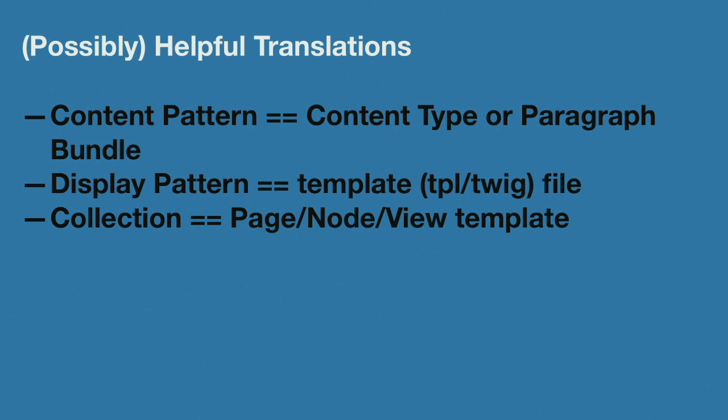A display pattern often is expressed as a TPL file or a TWIG file. And a collection is something bigger that might combine something outside of the node that you're working on. So that could be a page node or a view template. Still a little messy, right? And the CMS tends to flatten this stuff out, so even if you share a visual pattern, you'll often have multiple templates that are doing the same thing.